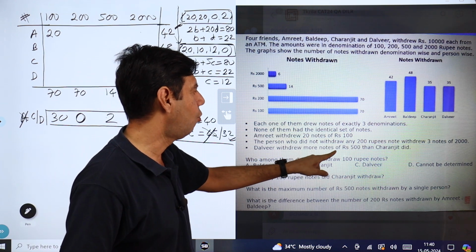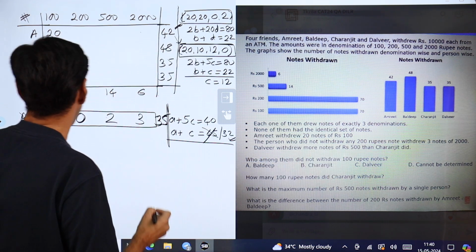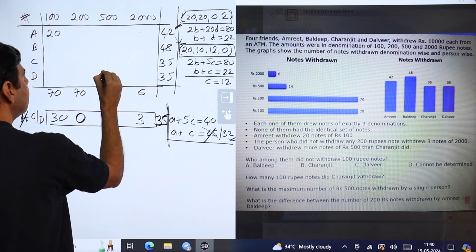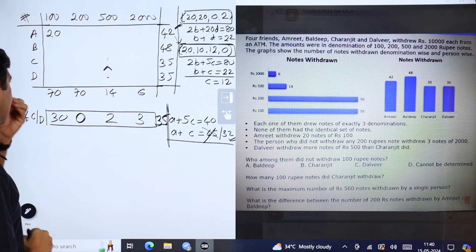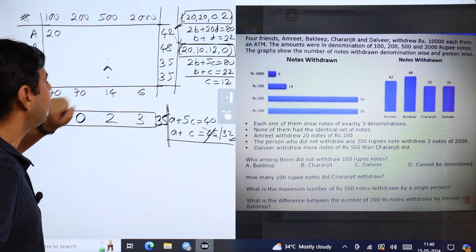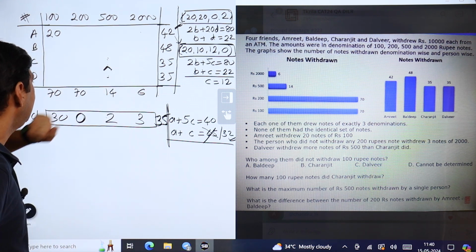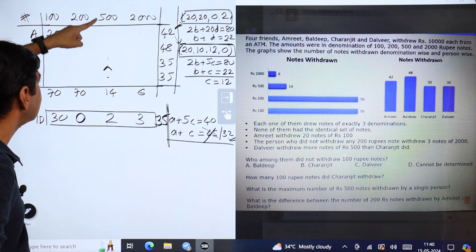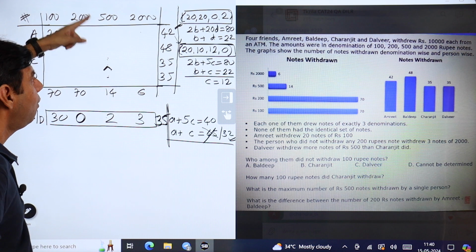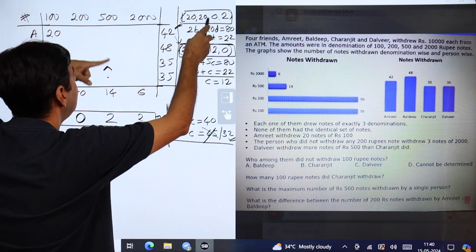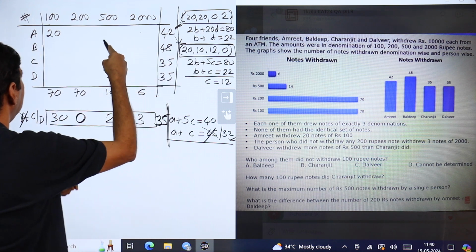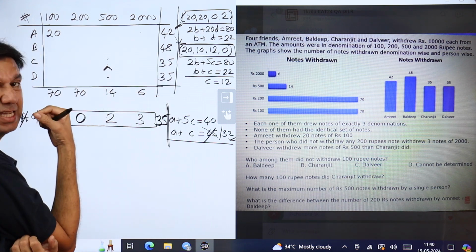Dalveer withdrew more notes of 500 than Charanjit. So Dalveer withdrew more. But that only tells me Dalveer cannot be 0. Okay, Dalveer is not 0. Now my mind is ticking. If Dalveer is not 0, someone else must be a 0. Could C be a 0 here? Yeah, C could be a 0 now. Okay, but not much help, right?